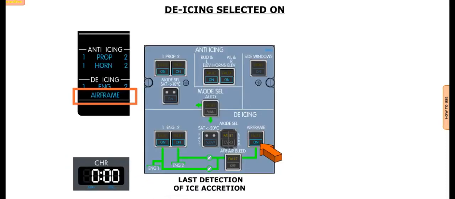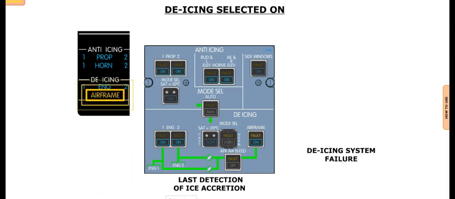A cyan message is displayed in the de-icing part of the memo section on the MFD when the de-icing system is selected to on. This airframe message will flash if the airframe de-icing system is still on, 5 minutes after the last detection of ice accretion. The message is displayed in amber in the event of a failure of the de-icing system.